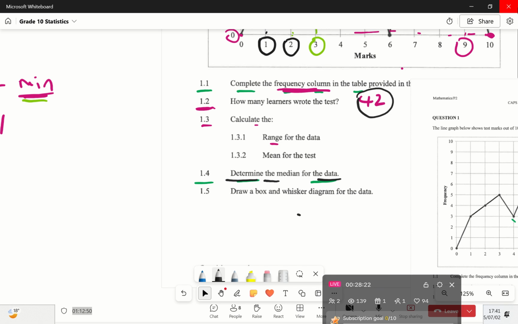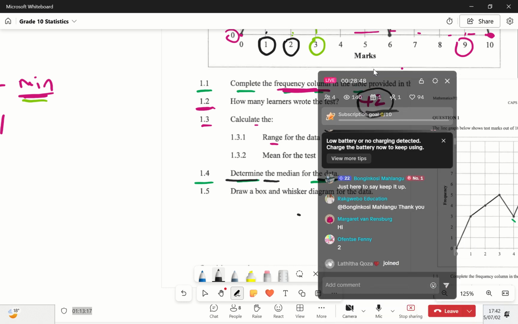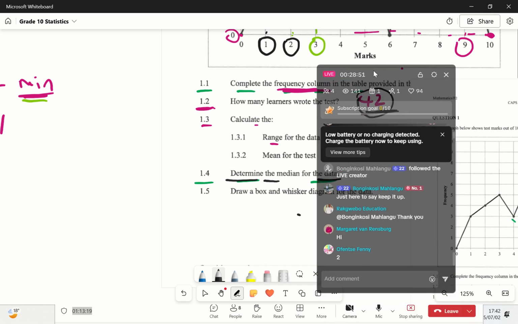We've got a group of learners who wrote a test out of 10. We are told that the total number of learners is 42. Now we are asked to find the median. My question is, are we going to have one median, or are we going to have two numbers, which we divide by 2 to get one number? Can someone comment? Someone says 2, proper stuff. We're going to get 2.